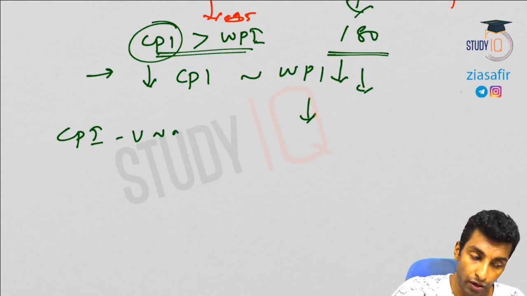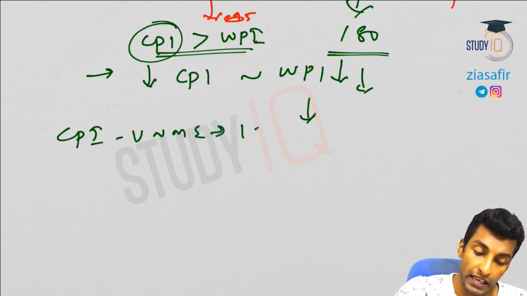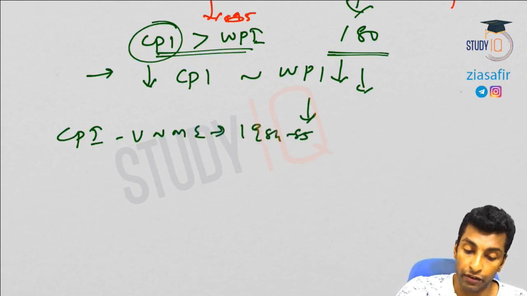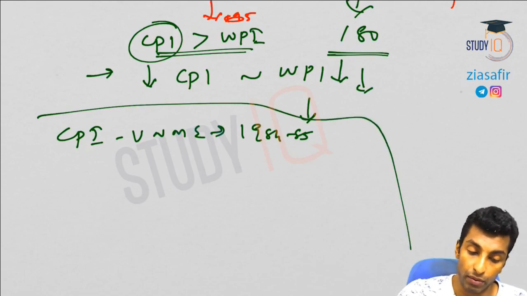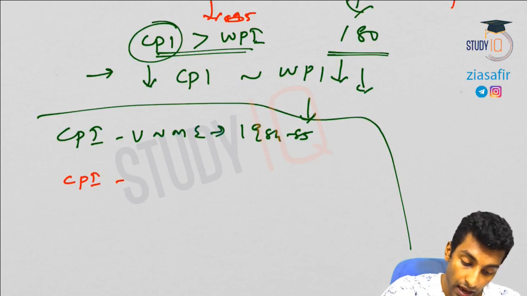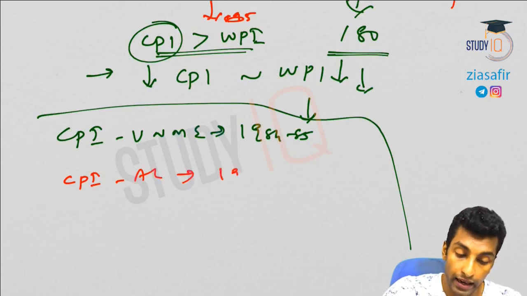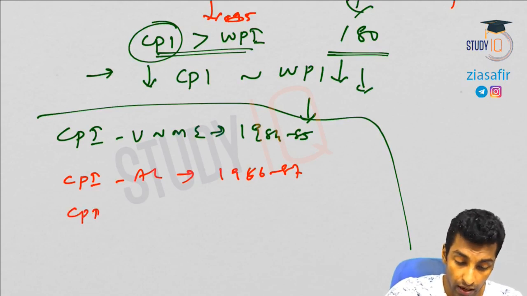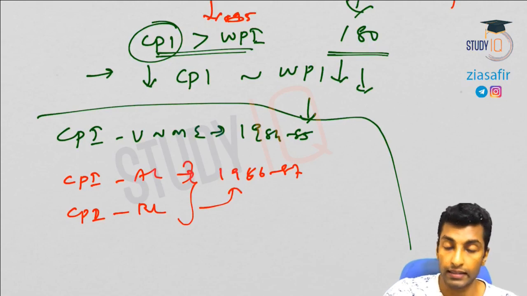CPI urban non-manual employee, I'll tell you the base year: 1984-85. So there's a base year, you just need to remember the base year. Then CPI agricultural labor, 1986-87. CPI rural labor is also the same. So these two have base year 86-87.